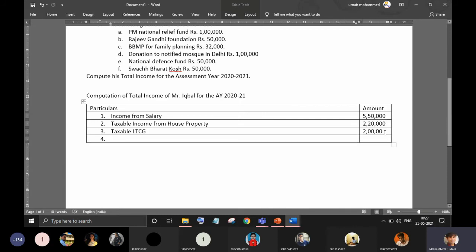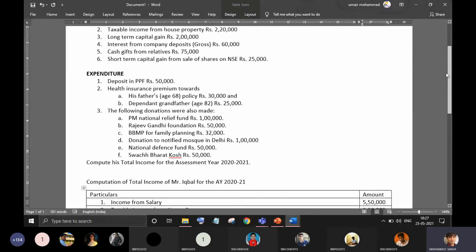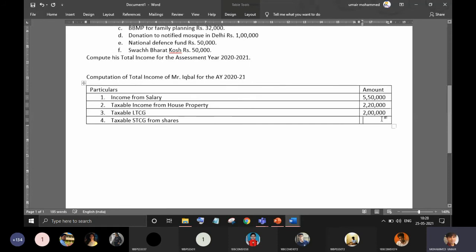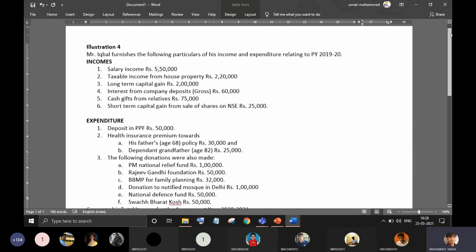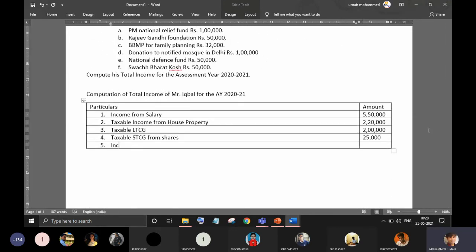Next we have income from other sources. Oh no, we have one more capital gain, short-term capital gain 25,000. So taxable short-term capital gain from shares, that's the last point, which is 25,000. Followed by this, we also have income from other sources, which is cash gifts from relatives and also interest on deposits. Income from other sources.